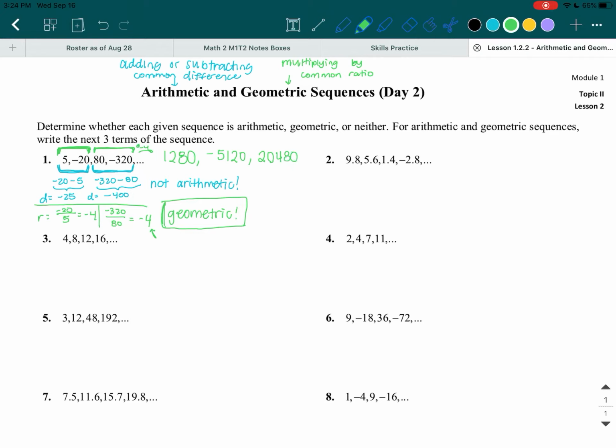Okay, so every single time we were multiplying by -4. How did we know it was -4? Because that is the common ratio that we got. We got that common ratio over here.